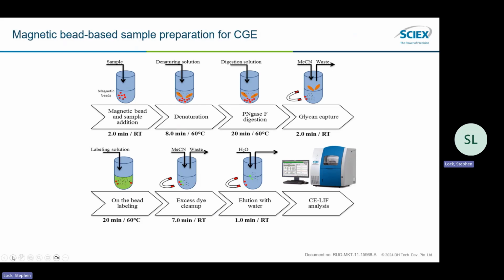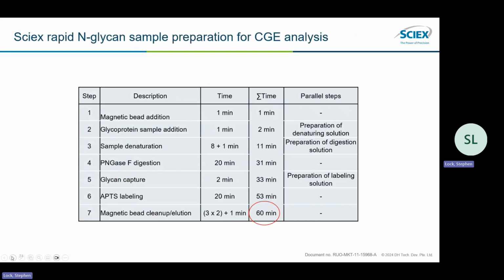We first capture the glycans, we wash to get rid of some residual. We then label, then we remove the label. We then capture the labeled glycans again using magnetic beads, and then we elute off the glycans from the magnetic beads using water. This whole derivatization time takes roughly an hour if you add all the times together on this slide. And then the sample's ready for CE LIF analysis, or capillary gel electrophoresis laser-induced fluorescence analysis.